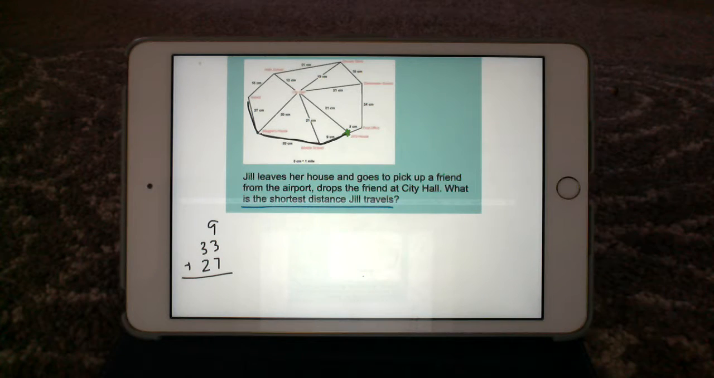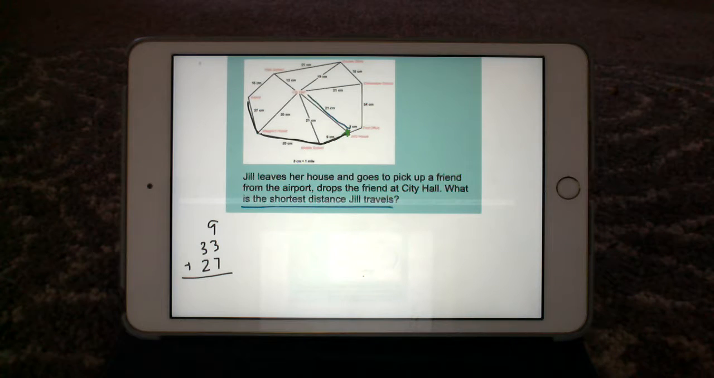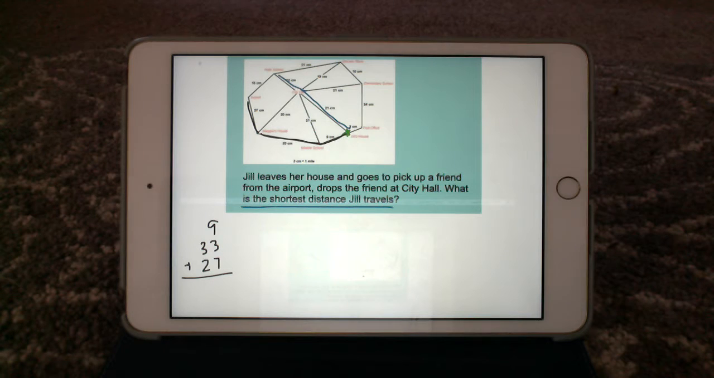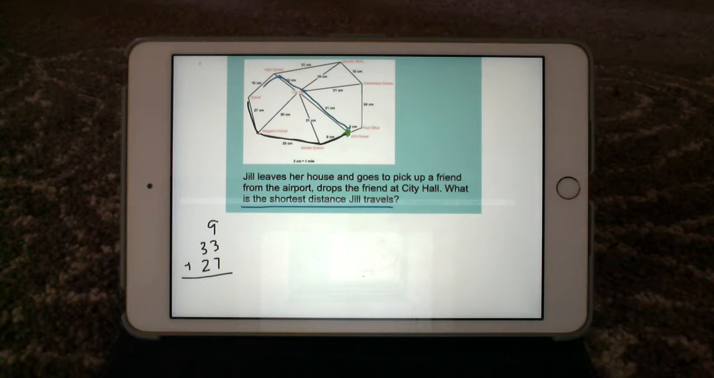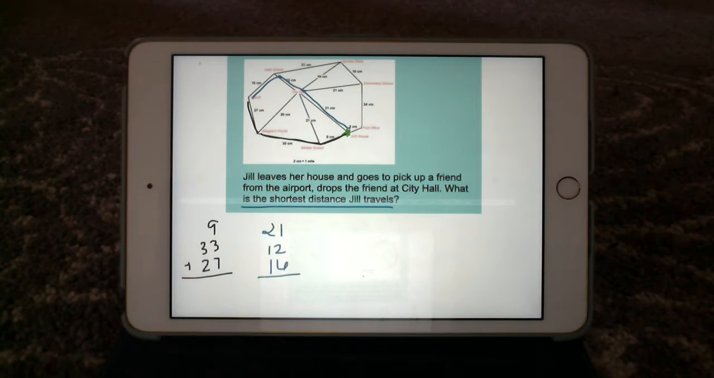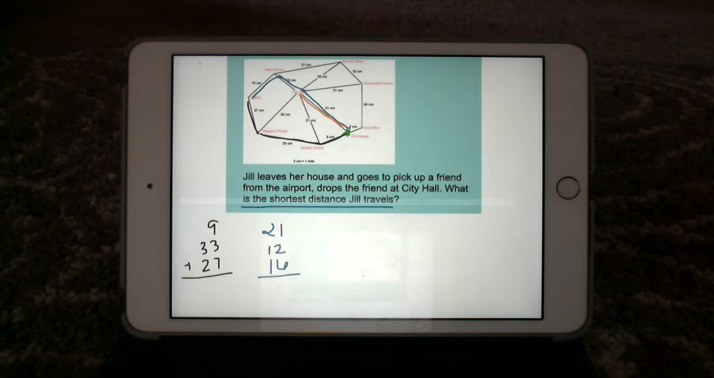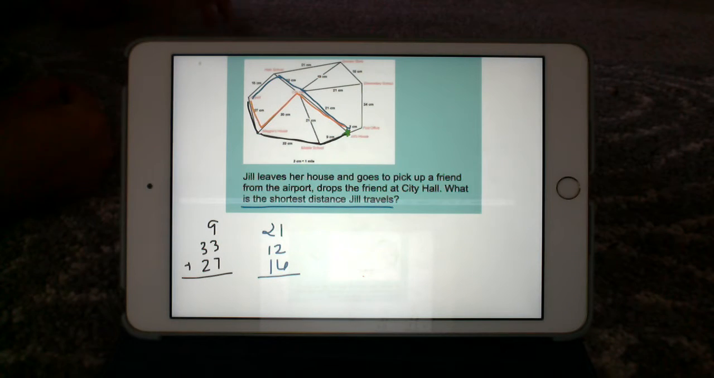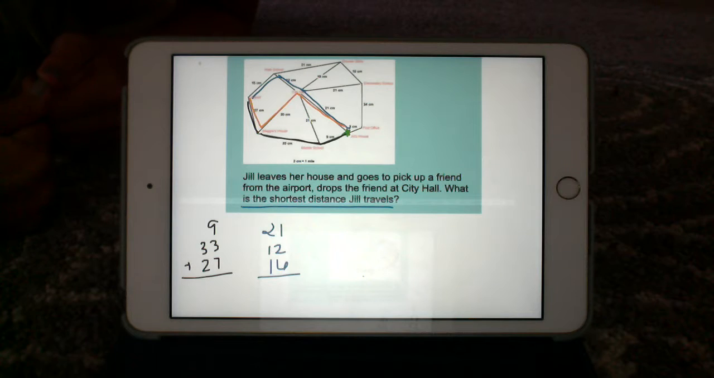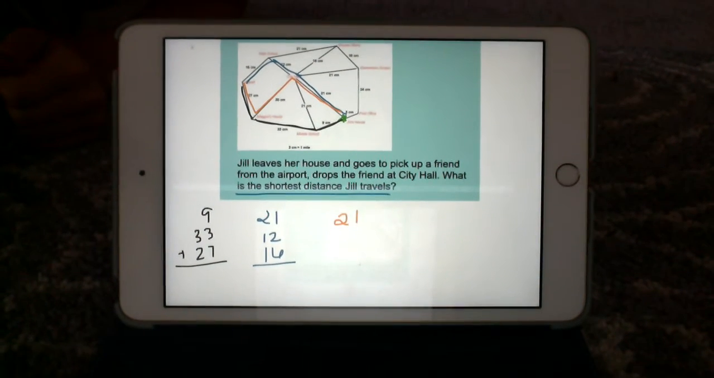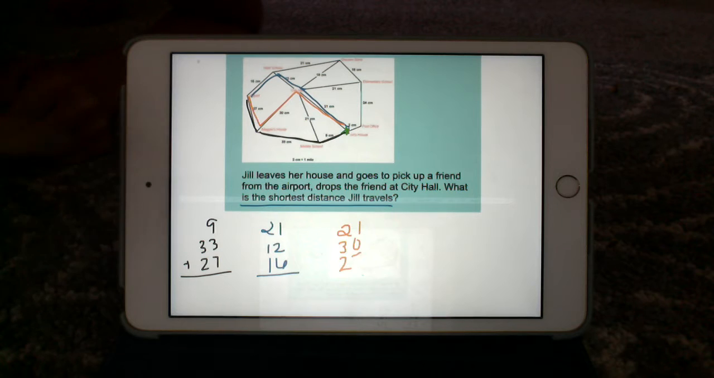The next way that I locate is if I, in blue here, go up towards City Hall, 21, a little bit further that 12, and use that 16 down the side here. So 21, 12, 16. And another way that I can locate is to perhaps go from Jill's house to City Hall, make my way down back this way and up to the airport. So that would be 21, 30, 27.